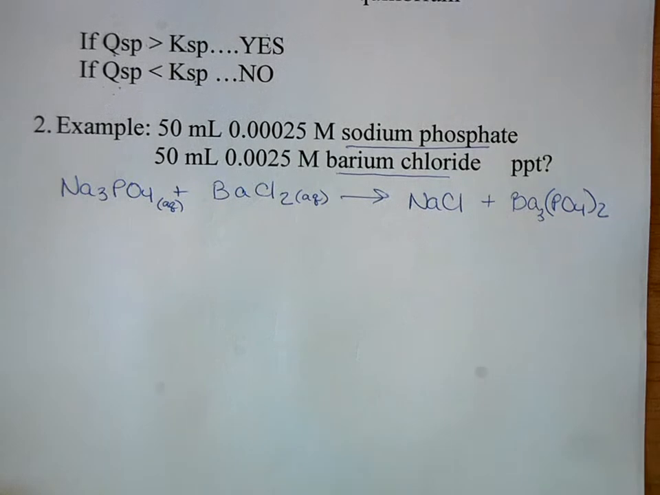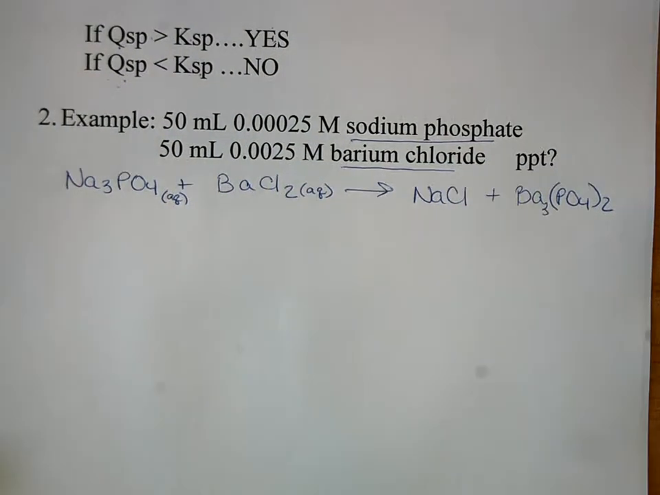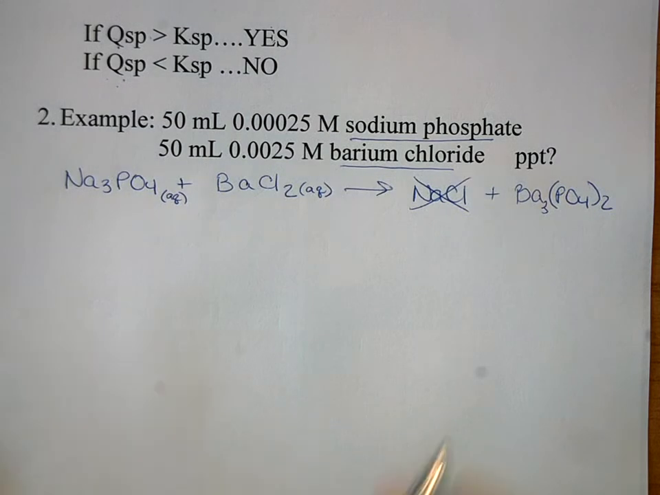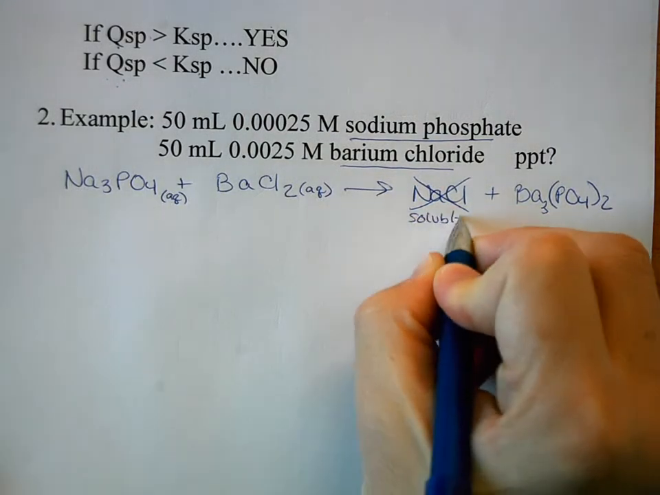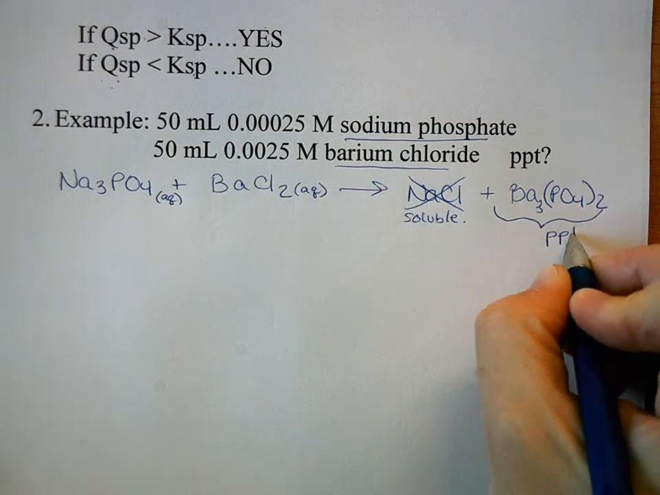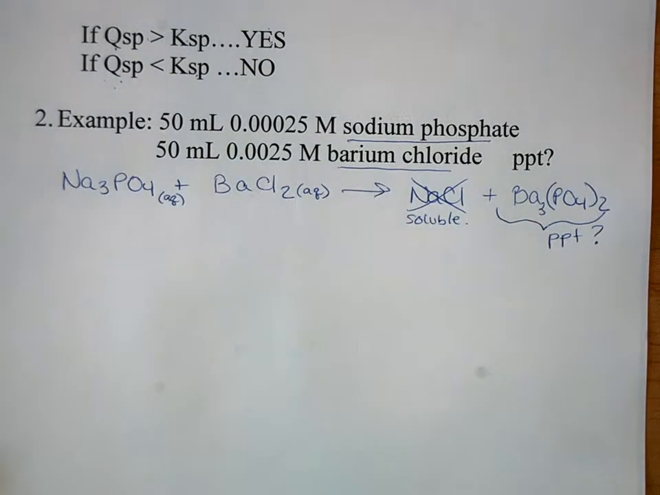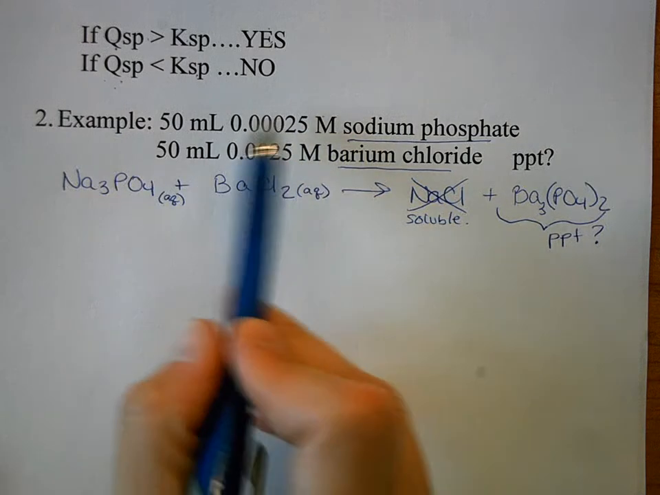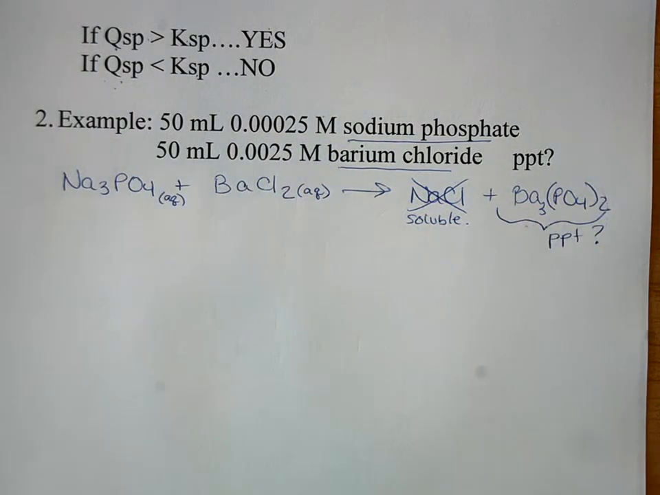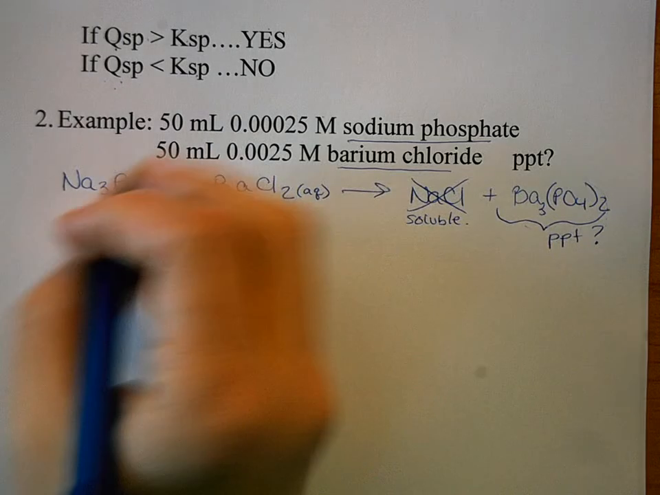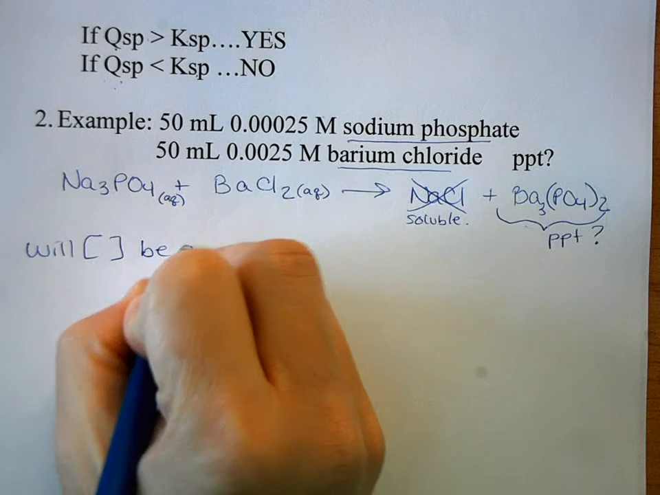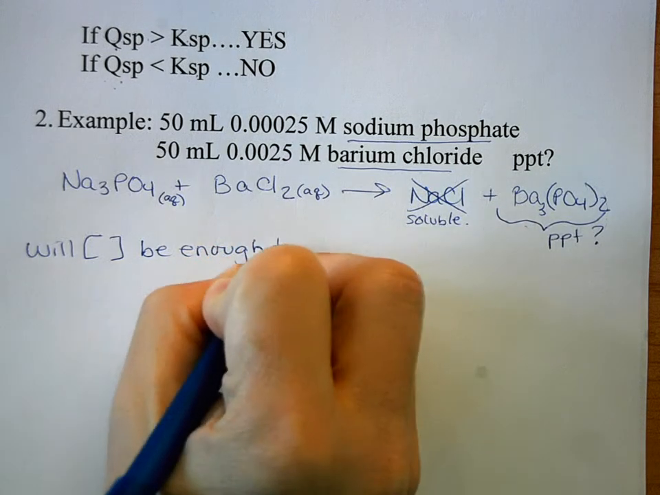Looking at this and going back to your solubility rules, you would know that sodium chloride is always soluble. So that's definitely not going to be the precipitate that we're looking for. What we want to know is do we have enough of these two things to give me enough for barium phosphate to actually form. So this question is asking, will the concentration be enough to precipitate?